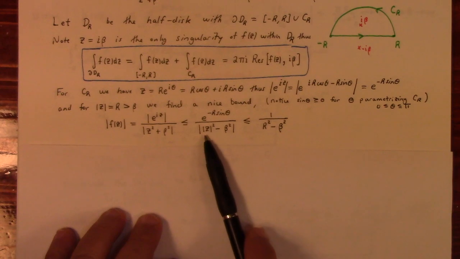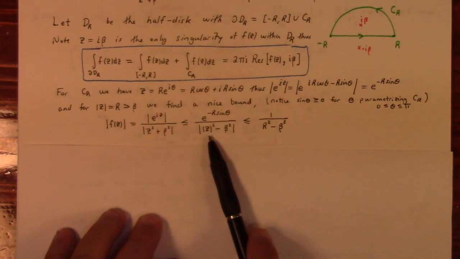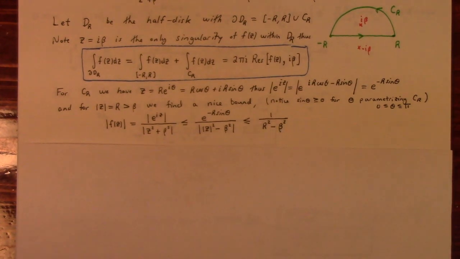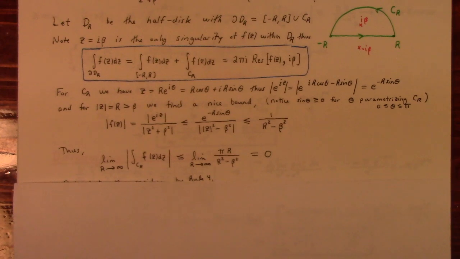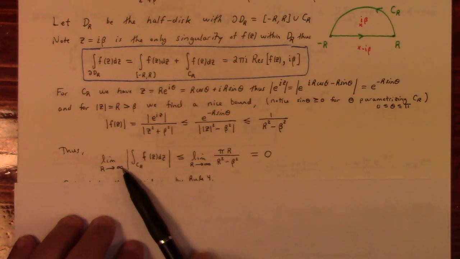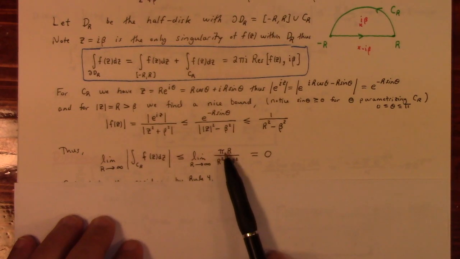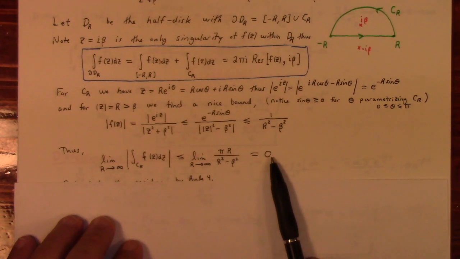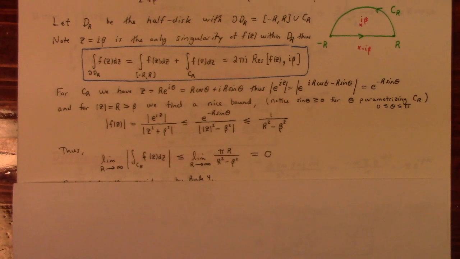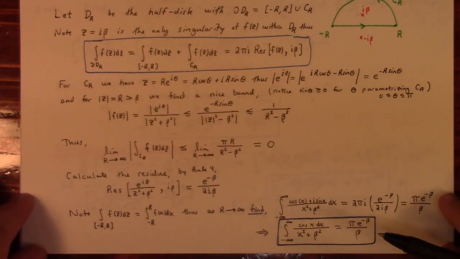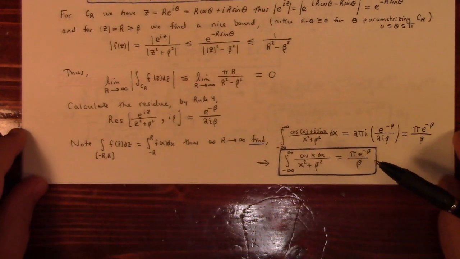We replace the denominator with r squared minus beta squared, provided that the modulus of z, which is equal to r, is greater than beta. So we get that. And then the ML theorem does the rest for us, of course, because the limit as r goes to infinity of this is less than or equal to the limit as r goes to infinity of pi r over r squared minus beta squared, which is 0. So in what's perhaps becoming a familiar story, that piece dies, and we can calculate the residue by, in this case, rule 4.